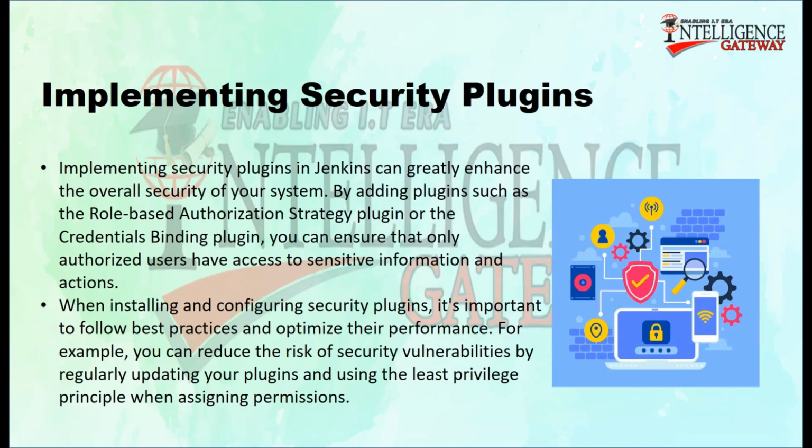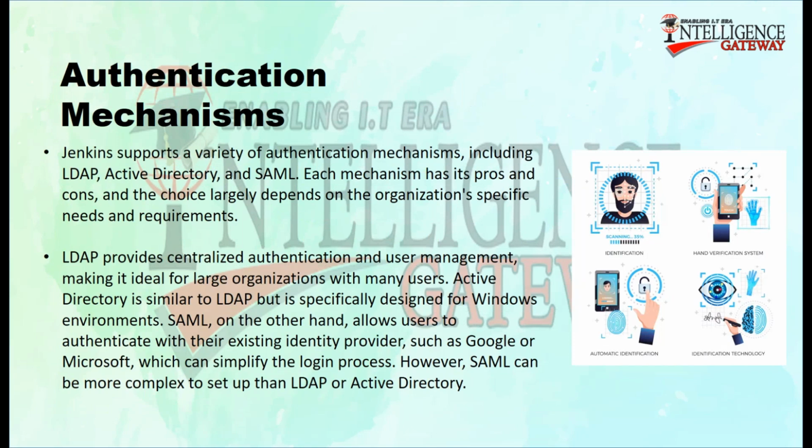Implementing security plugins. Implementing security plugins in Jenkins can greatly enhance the overall security of your system. By adding plugins such as the Role-Based Authorization Strategy plugin or the Credentials Binding plugin, you can ensure that only authorized users have access to sensitive information and actions. When installing and configuring security plugins, it's important to follow best practices and optimize their performance. For example, you can reduce the risk of security vulnerabilities by regularly updating your plugins and using the least privilege principle when assigning permissions.